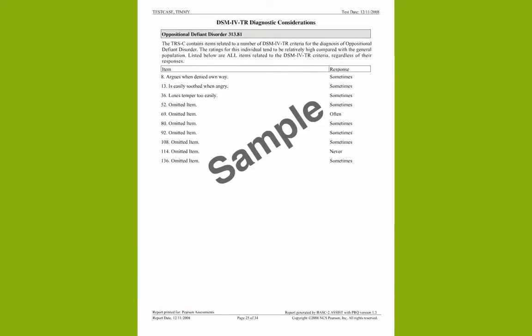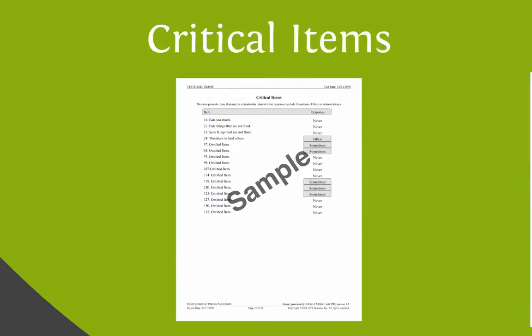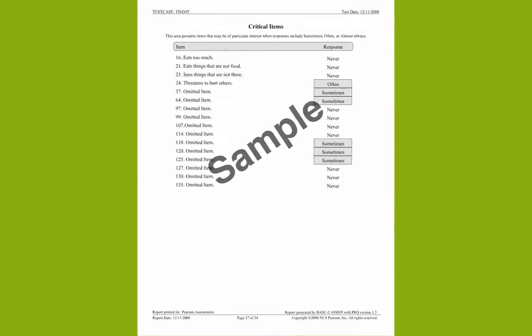Same for oppositional defiant disorder, which is not surprising considering that conduct disorders and oppositional defiant disorders are closely related. Critical items. These are really important. These are items that you look at and you say, oh my gosh, if a child is being scored as ever engaging in these items, then there may be a serious problem. Eats things that are not food, sees things that are not there, threatens to hurt others.